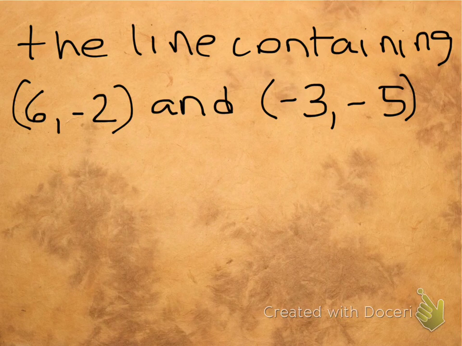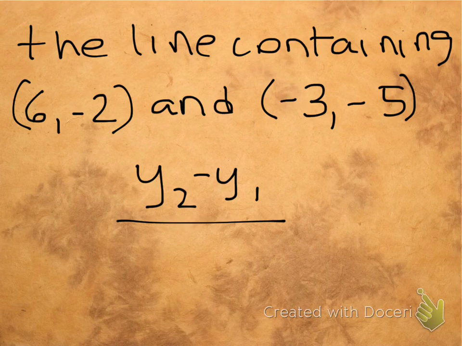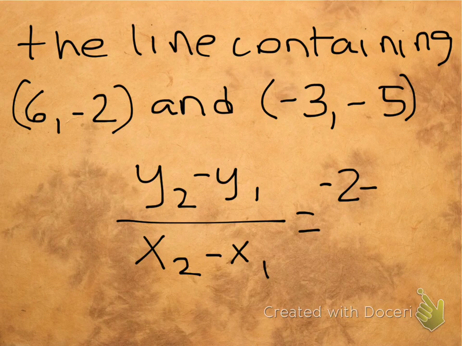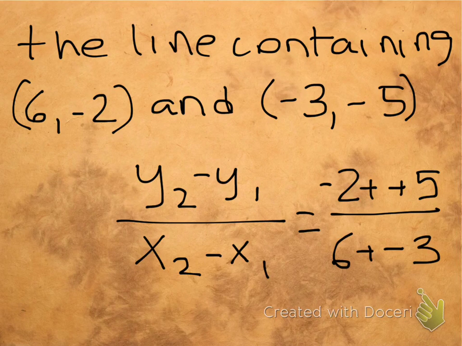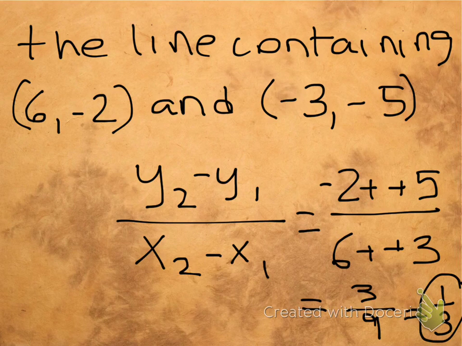So this first example, we need to find the slope of the line containing (6, -2) and (-3, -5). So we're going to use our slope formula, which tells us to subtract the y coordinates over subtract the x coordinates. So if we plug that in, we would have the y coordinates, -2 minus -5, over the x coordinates, 6 minus -3. So those are both minus negative, so -2 plus 5 would give you +3, and 6 plus 3 would give you +9. We can simplify that to 1/3.